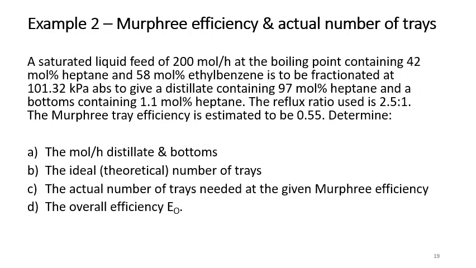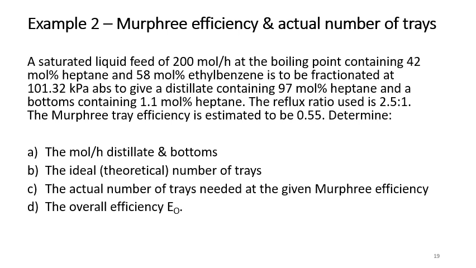Okay, let's do another example for Murphree efficiency and actual number of trays. Let's say you are given a saturated liquid feed of 200 mol per hour at the boiling point containing 42 mol percent heptane and 58 mol percent ethyl benzene, to be fractionated at 101.32 kilopascal absolute to give a distillate containing 97 mol percent heptane and a bottoms containing 1.1 mol percent heptane. The reflux ratio used is 2.5 and the Murphree tray efficiency is estimated to be 0.55.